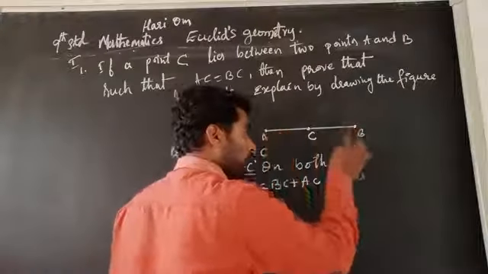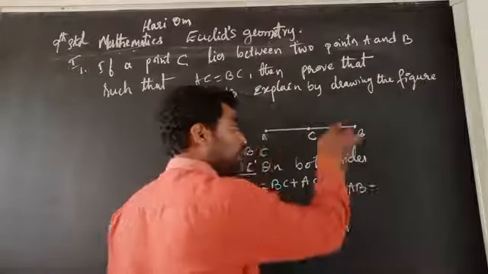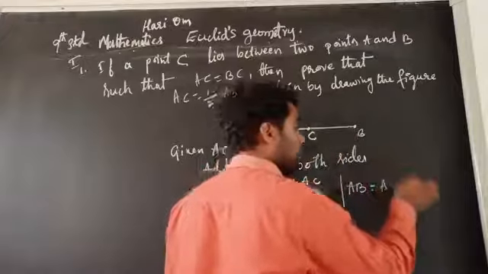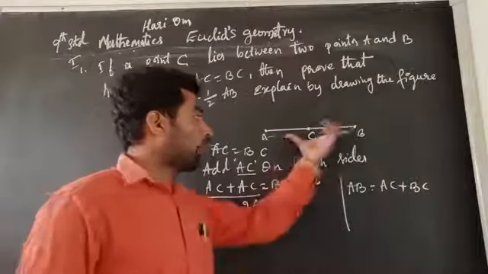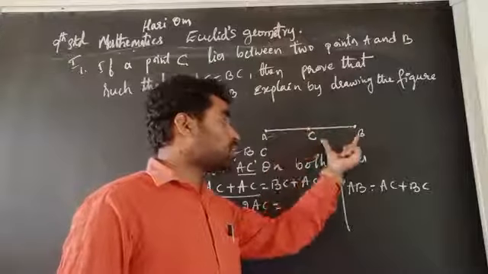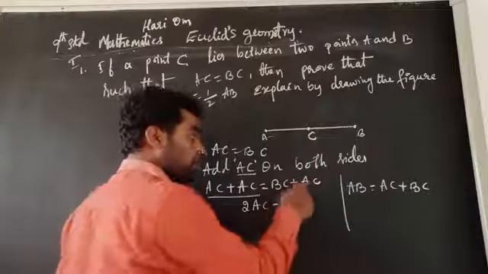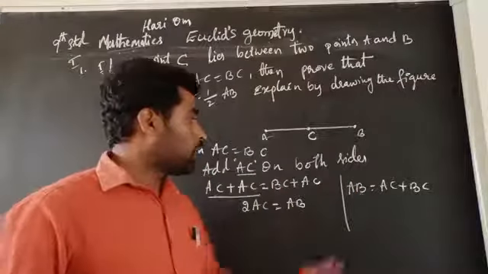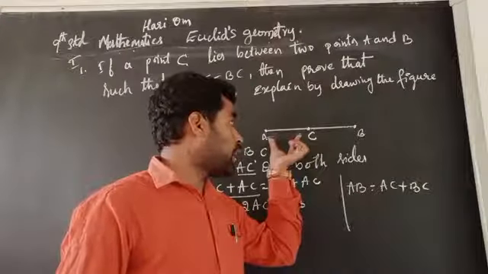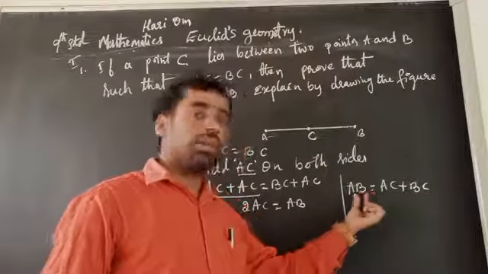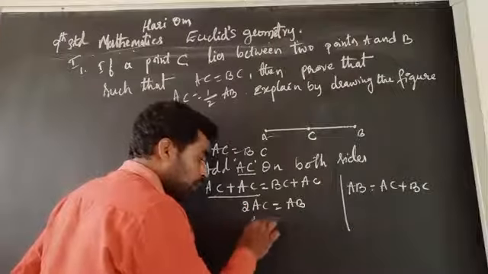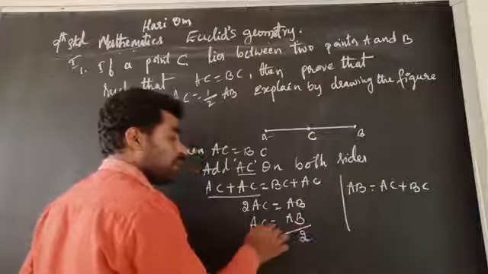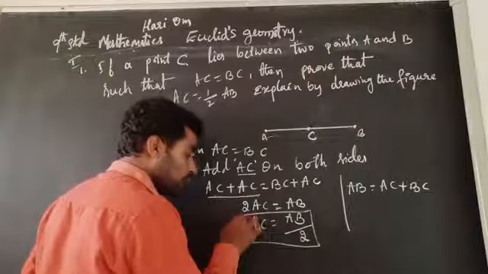But by given, can I write line segment AB is equal to what? AC plus BC. Is it clear? So the line segment AB we can turn as AC plus BC. Now AC plus CB is equal to AB, so that I have taken. Now 2 I have taken as cross multiplication. What it becomes? AC is equal to AB by 2. This is the required proof.